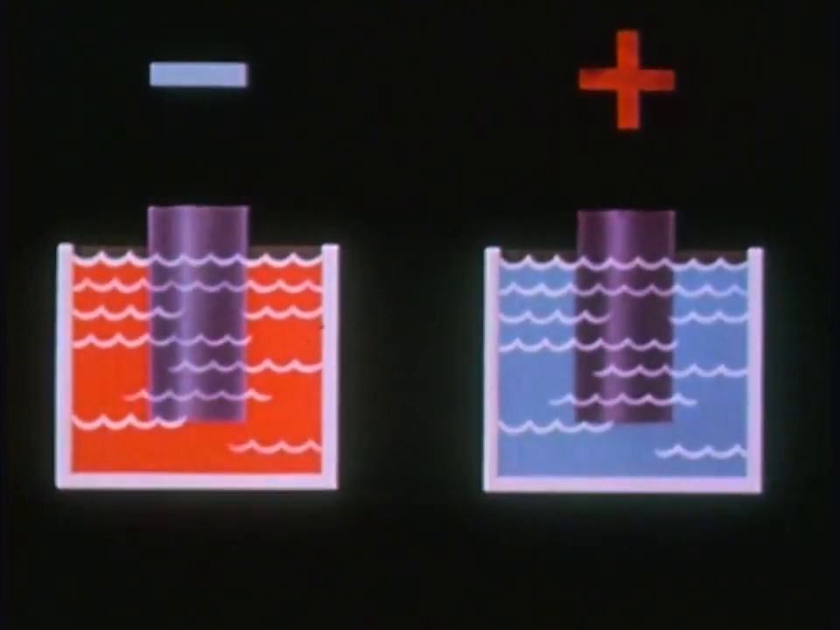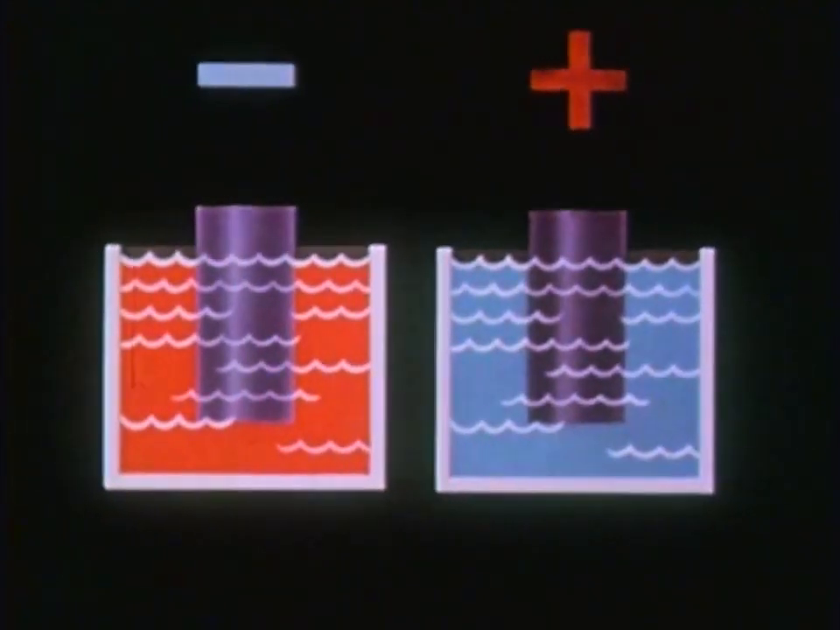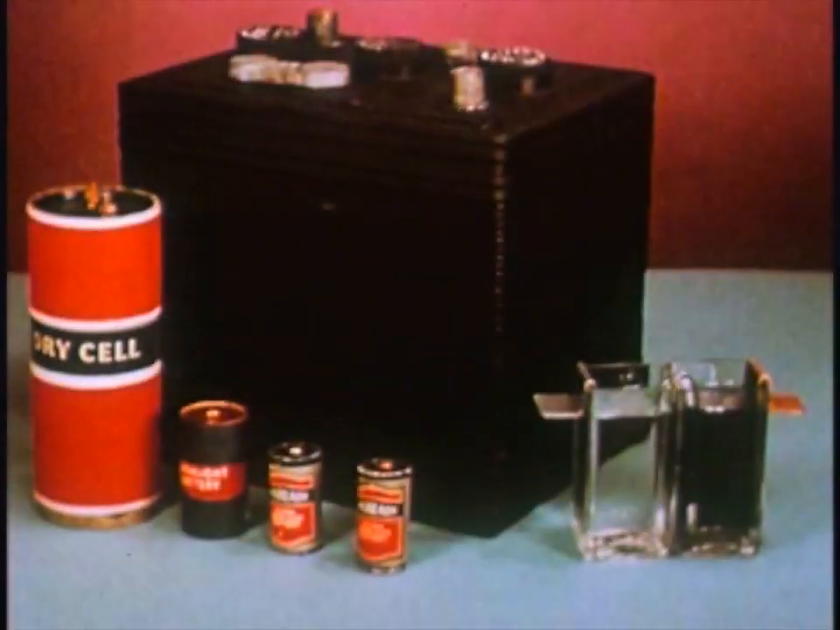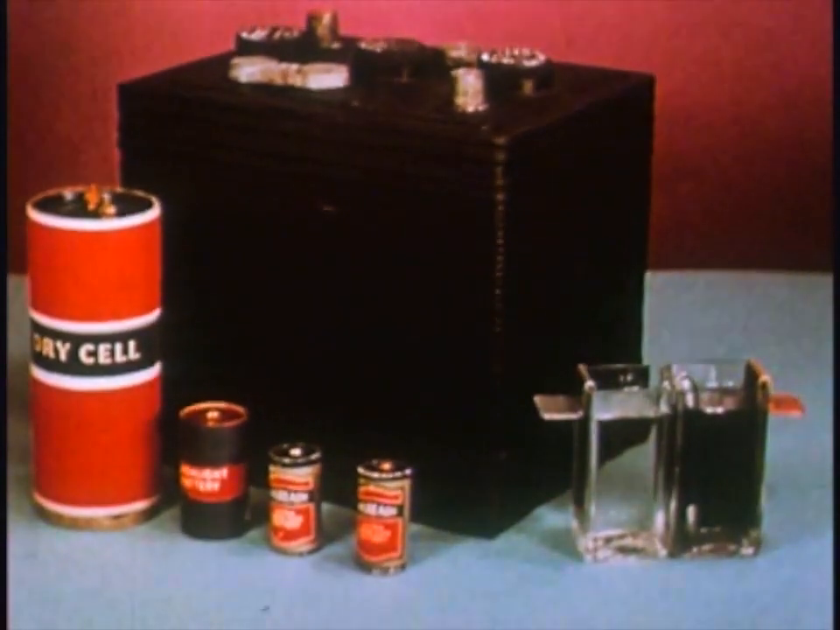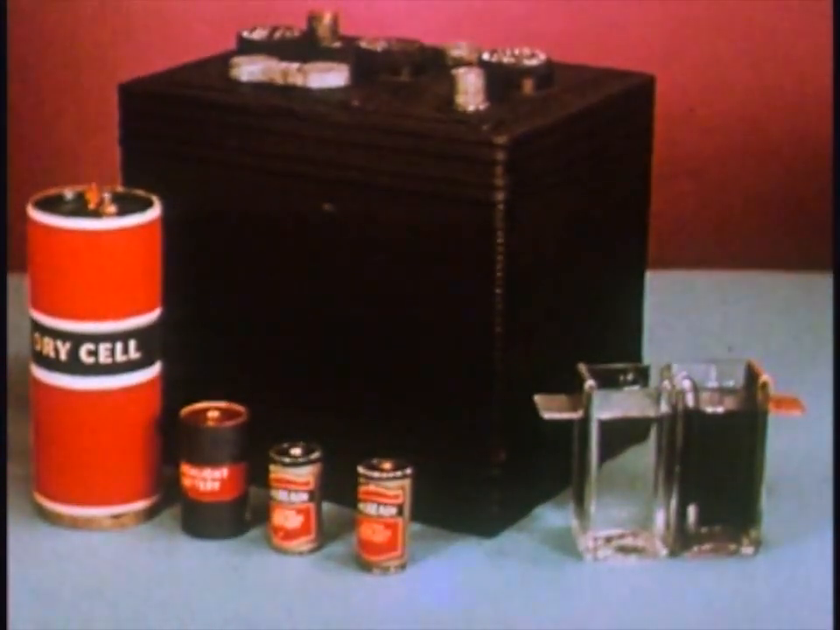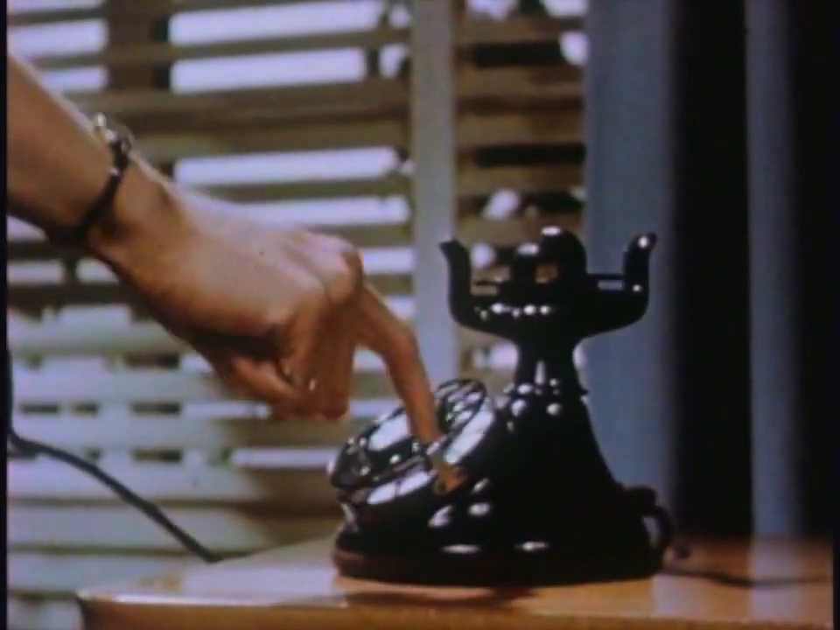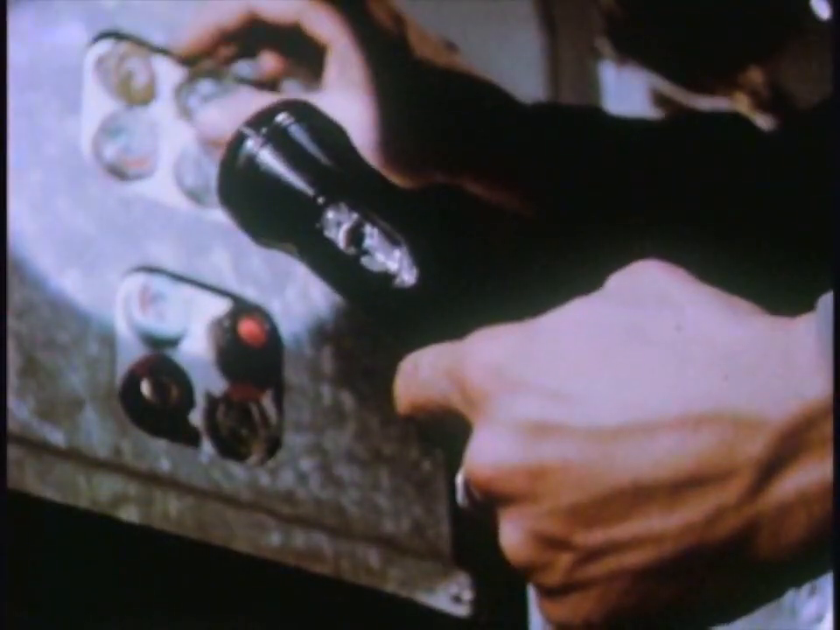However, if we now connect the solutions, the charges in the solutions will become equalized, and the metals or terminals will be charged. We will then have an unbalanced condition of the electrons in the metals capable of producing a continuous flow of useful electric current. All of the work performed by electricity requires a flow of current.